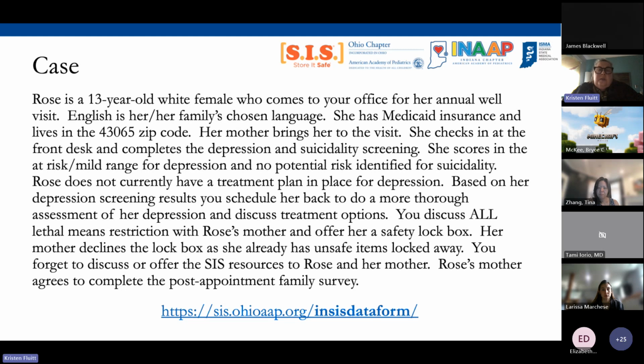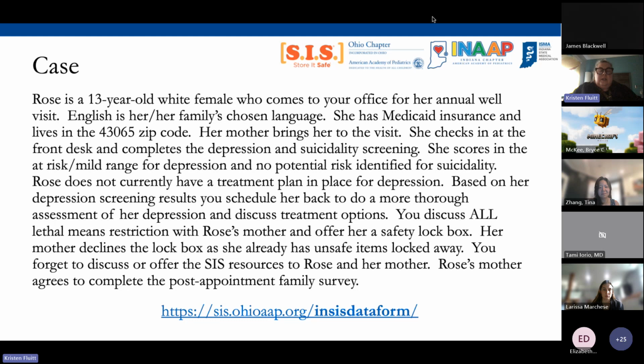All right, so let's start with the case and then we'll go through data entry for the case. This is Rose. She's a 13-year-old white female who comes to your office for a well visit. English is her family's chosen language. She has Medicaid insurance and she lives in the 43065 zip code. Her mom brings her to the visit.